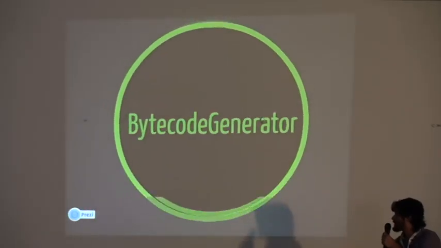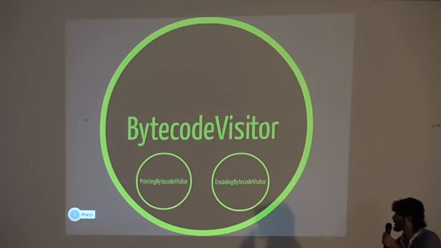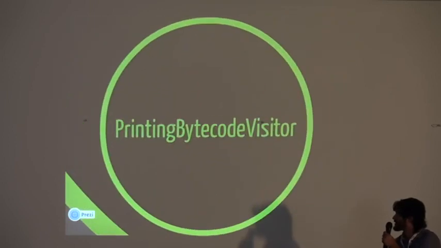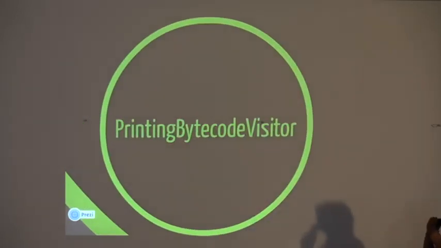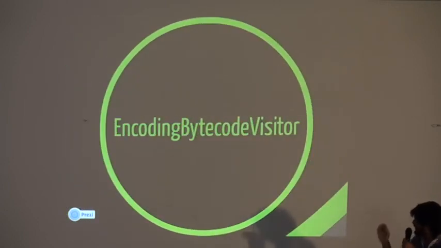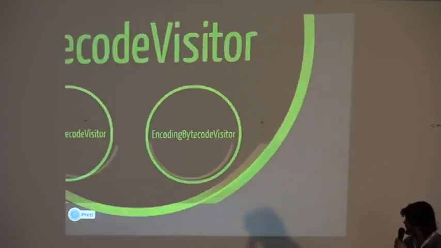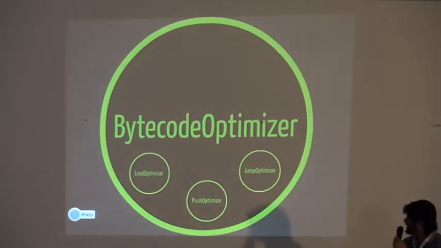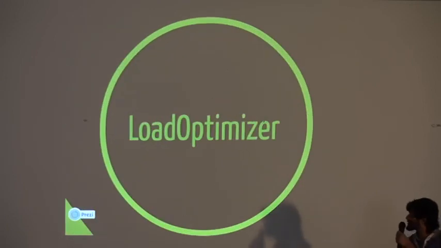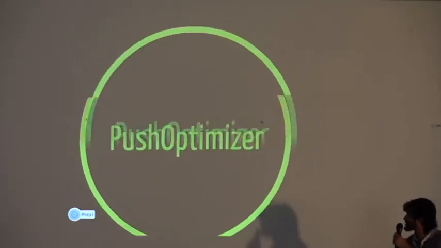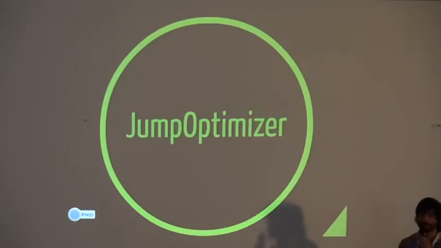So we have the bytecode generator, and we have a general or abstract bytecode visitor, which has a printing bytecode visitor subclass for printing purposes, and the encoded bytecode visitor. And we have a bytecode optimizer. Of course, we have a particular optimizer for particular optimizations: load optimizer, push optimizer, jump optimizer, and so on.